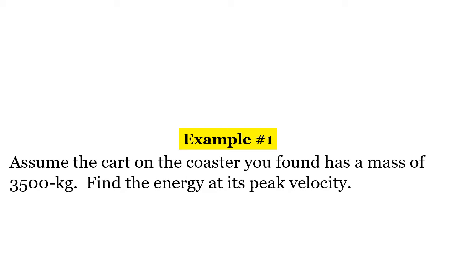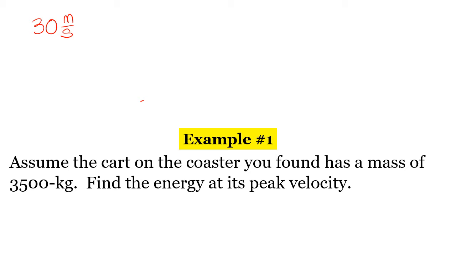Let's look at an example. So in this first example, it says assume the cart on the coaster you found has a mass of 3,500 kilograms. Find the energy at its peak velocity. Now, I opened this lesson with an activity where students were asked to go to the roller coaster database and find a roller coaster. So because we're not doing that in this screencast, we're going to assume that the peak velocity of our roller coaster is 30 meters per second.